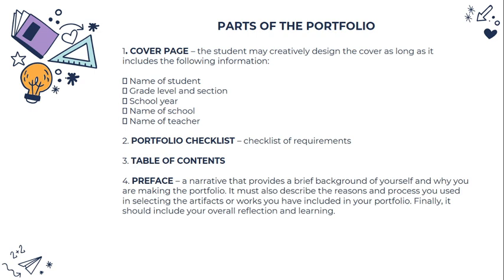Number 3, the table of contents. So, dito sa table of contents, you can use alphabetically yung mga subjects. Number 4, the preface. It is a narrative that provides a brief background of yourself and why you are making the portfolio. It must also describe the reasons and process you used in selecting the artifacts or works you have included in your portfolio. And finally, it should include your overall reflection and learning.